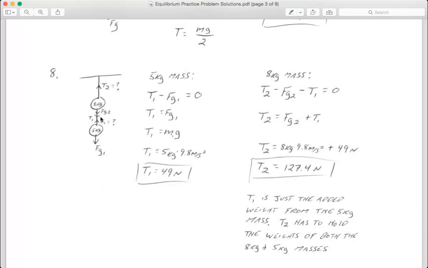How much is getting pulled down? It's getting pulled down by how much the 5 weighs, which is the same as tension 1. So tension 1, or the weight of the 5-kilogram block, is the same thing. So my up arrow minus my down arrow minus my down arrow equals 0. So my up stuff equals my down stuff. Force of gravity is mass, 8, times g, 9.8. And tension 1 we already solved for, which is 49 newtons. Plug all this into our calculator, and we get 127.4 newtons.